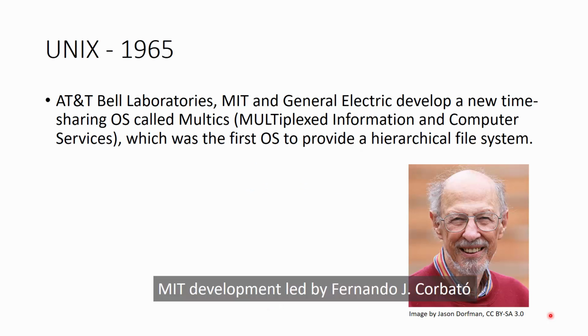So let's look at the history first. All the way back in 1965, before I was born, AT&T, Bell Labs, MIT, and GE, General Electric, started work on a joint project, and they called it Multics. Multics stood for Multiplexed Information and Computer Services. It had a few different things going for it, which were pretty novel. First of all, it was the first operating system to have a hierarchical file system, which meant files and folders. Such a thing had been discussed before, but Multics was kind of the first stab at it.